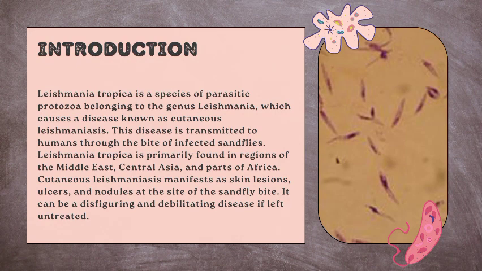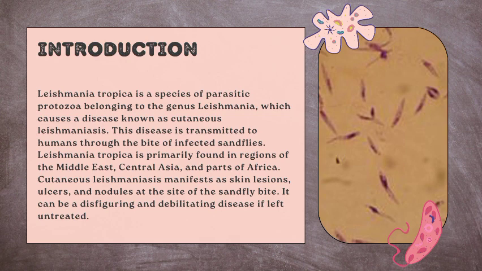Now, let's talk about Leishmania tropica. Leishmania tropica is a species of parasitic protozoa belonging to the genus Leishmania, which causes a disease known as cutaneous leishmaniasis. Cutaneous means relating to the skin, or in the human skin.